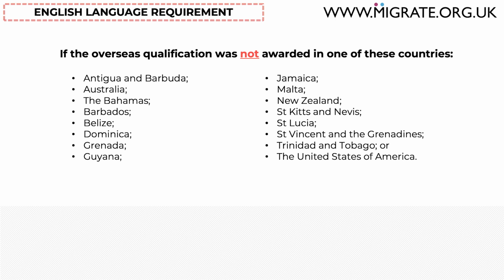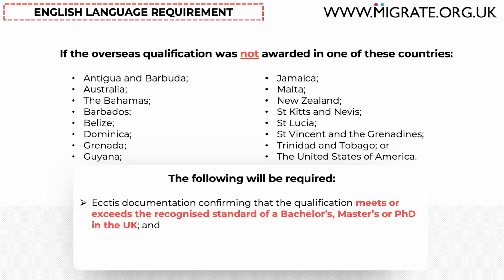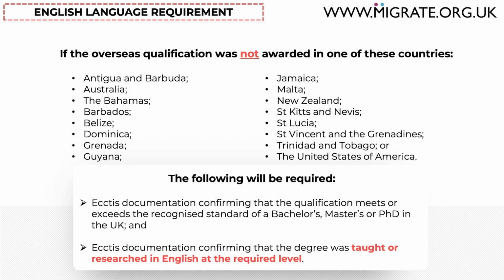If the qualification was not awarded in one of these countries, however, the documentation required from ECTIS will be slightly different. You will need to provide 1. Documentation from ECTIS which confirms that the qualification meets or exceeds the recognised standards of a bachelor's, master's or PhD in the UK. And 2. Documentation from ECTIS which confirms the degree was taught or researched in English at or above CEFR A1 level. You will note that the list of countries here is almost identical to the majority English-speaking countries list, except that Canada is not on the list here.